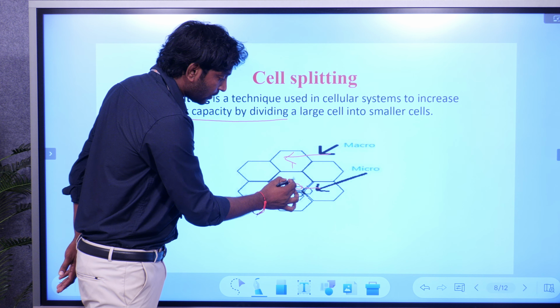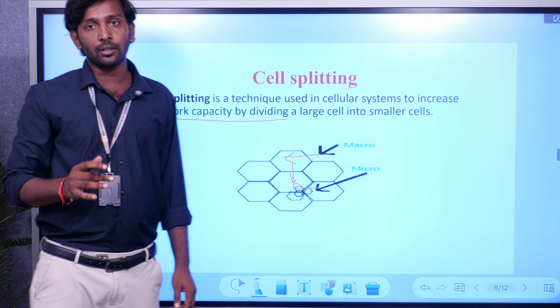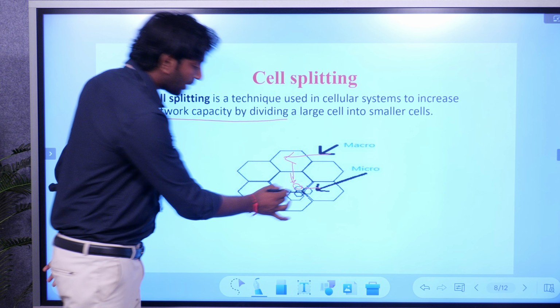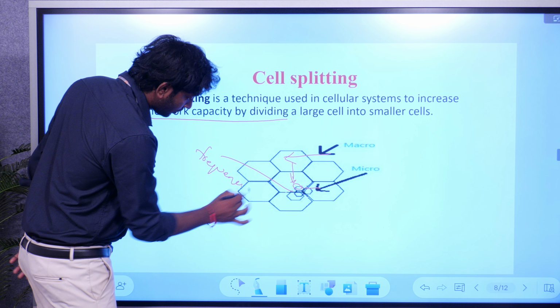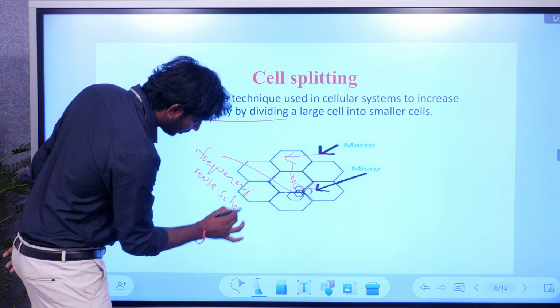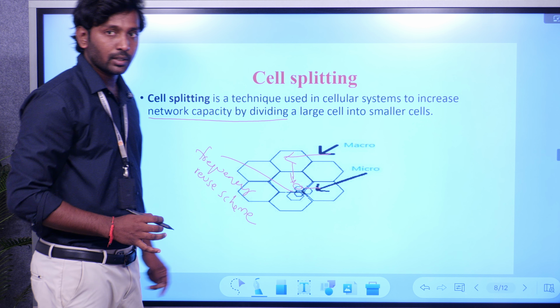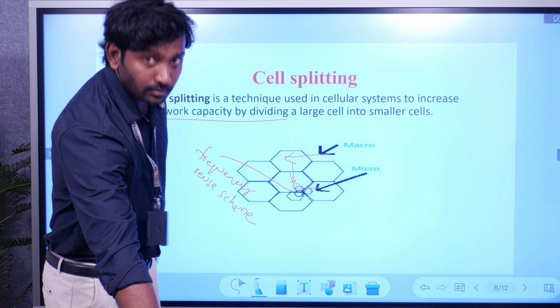This is the smaller cells, micro cells. These larger cells will be converted into micro cells because the frequency spectrum is used efficiently, and it also supports the frequency reuse scheme effectively. That's why cell splitting was introduced in cellular communication.